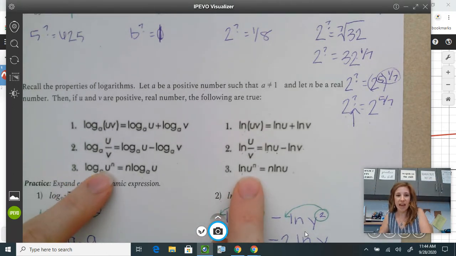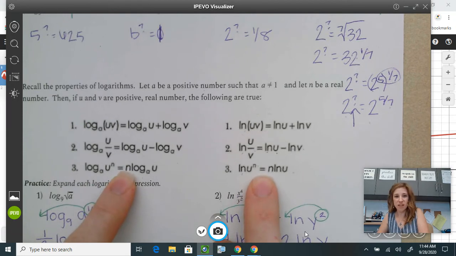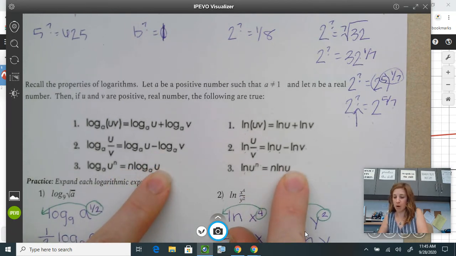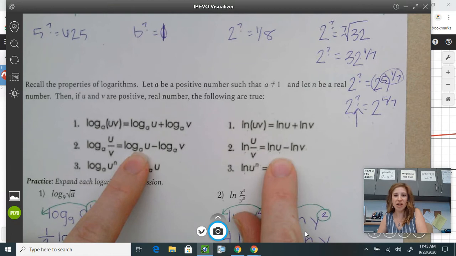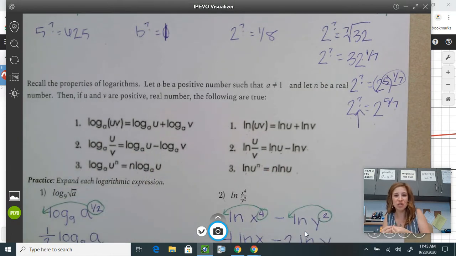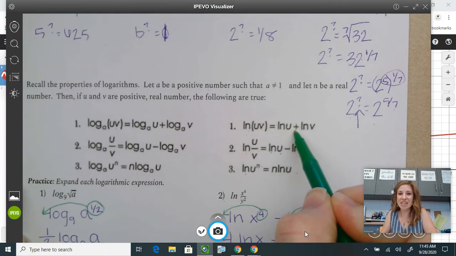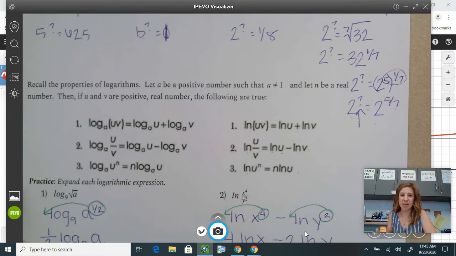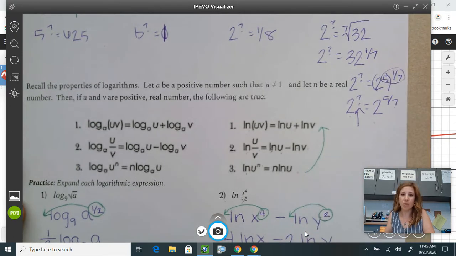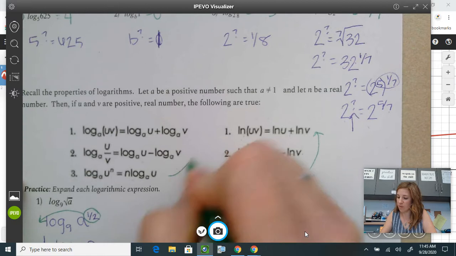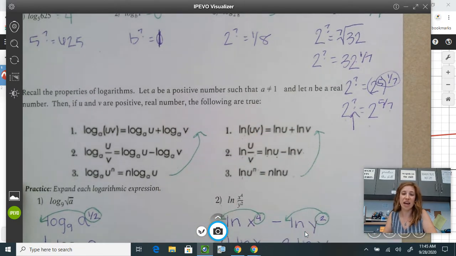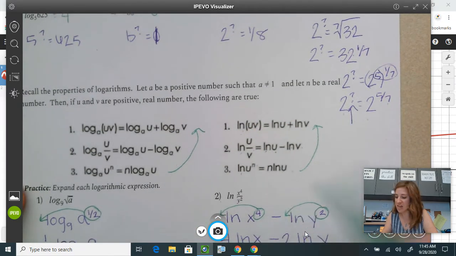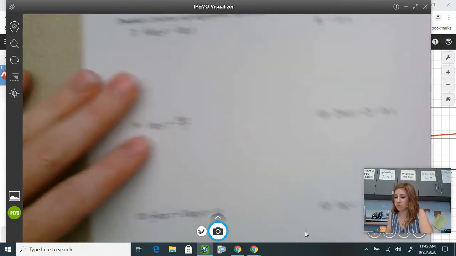We're going to identify, do we have any coefficients? If so, move them backwards to exponents. Do we have any subtraction? If so, condense it into division. And do we have any addition? If so, condense it into multiplication. We're essentially going to work backwards through these properties. And it's the same for logs of any base and natural logs, as those are logs in base e. We're going to work ourselves backwards.